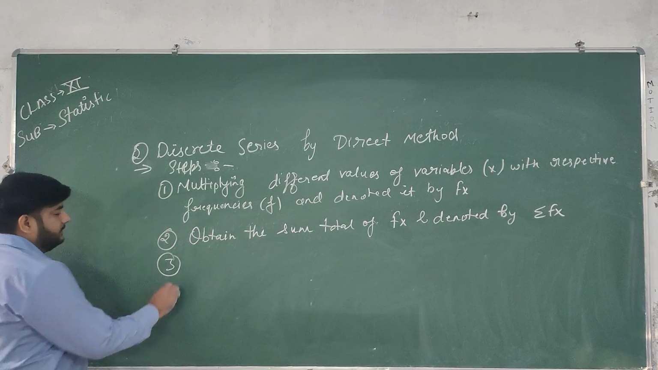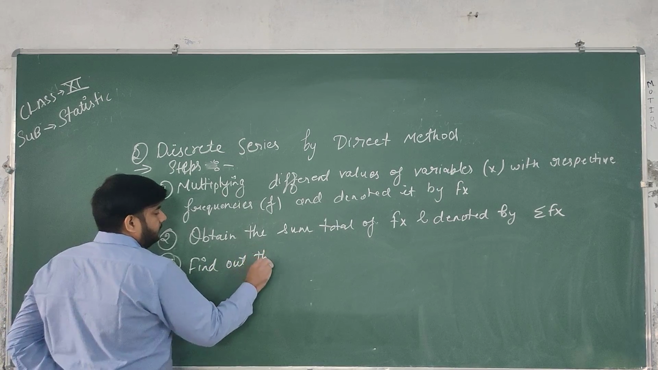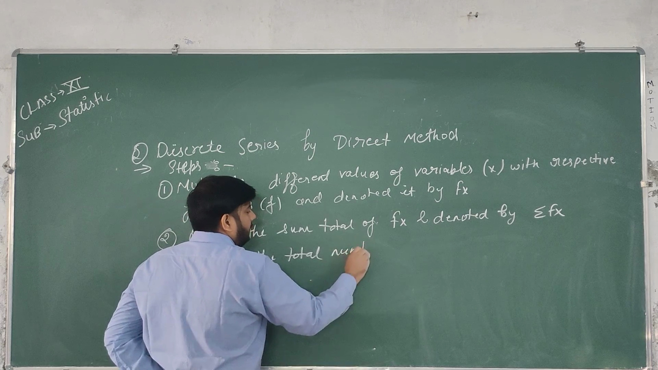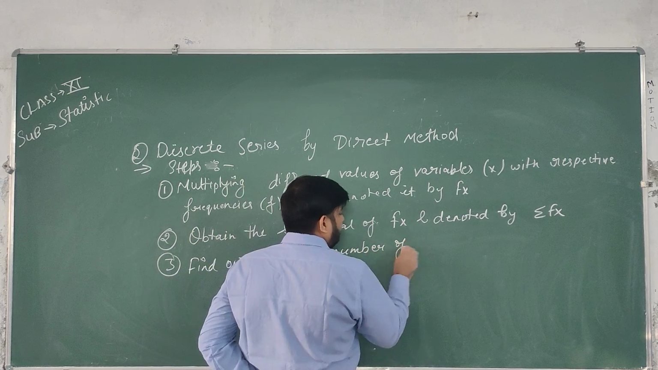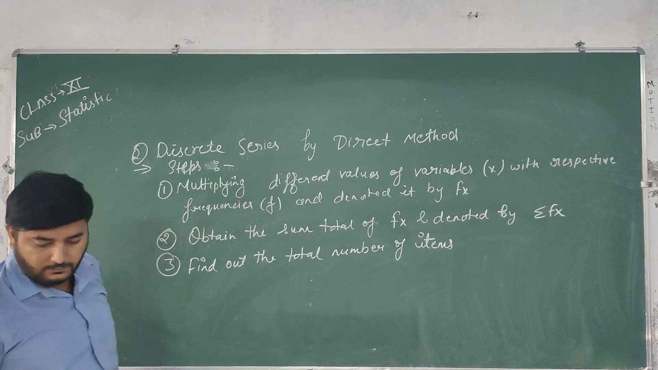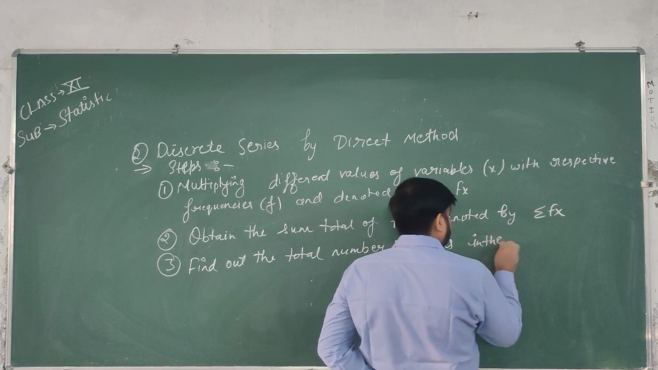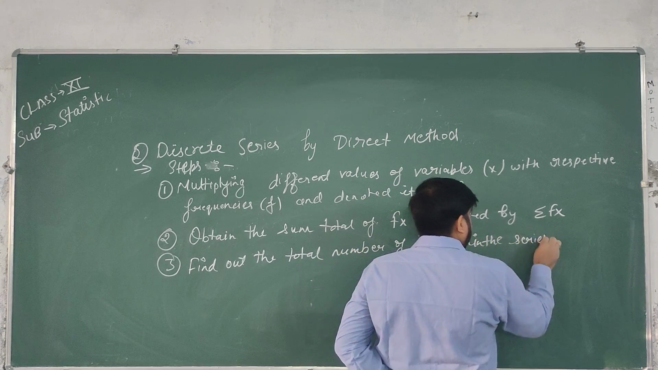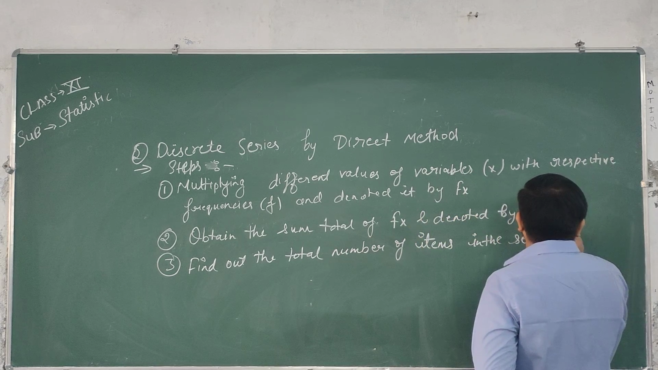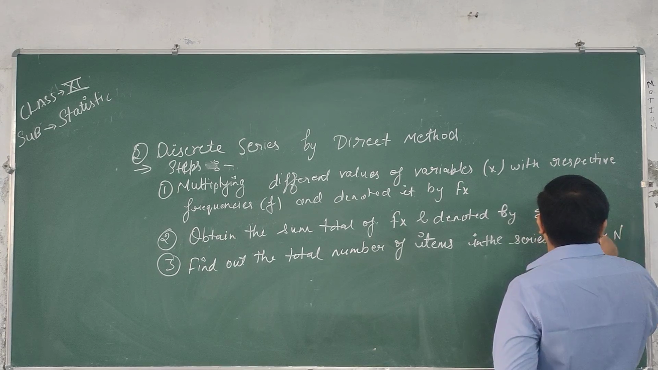The third step is find out the total number of items in the series, that is sigma f or n.